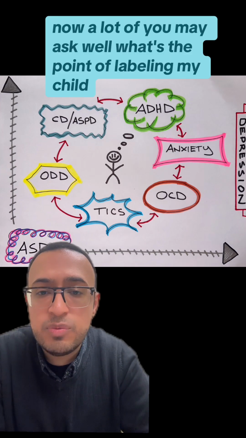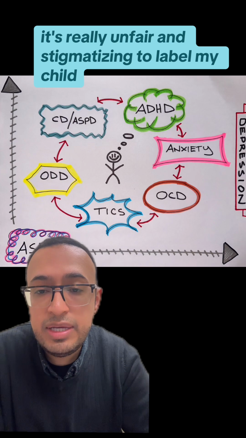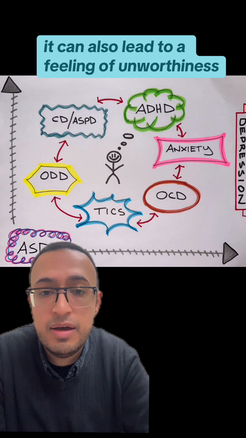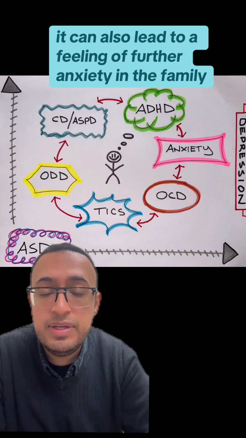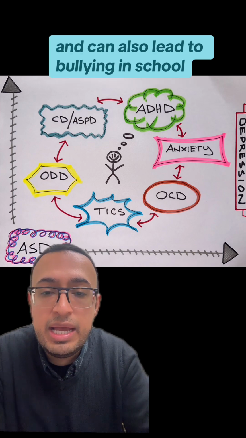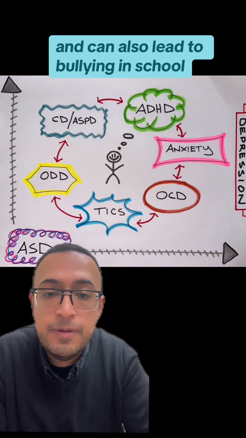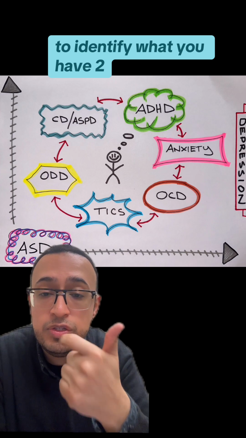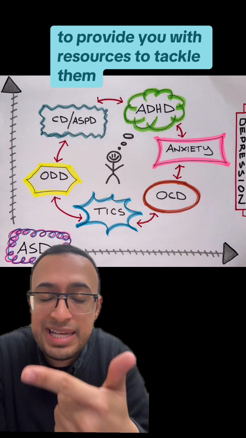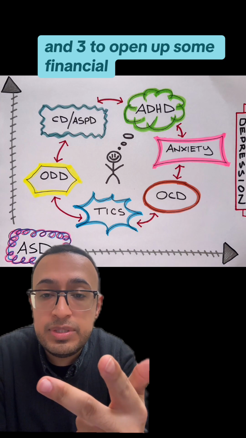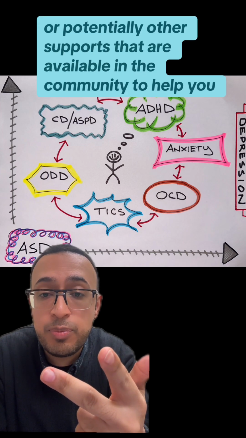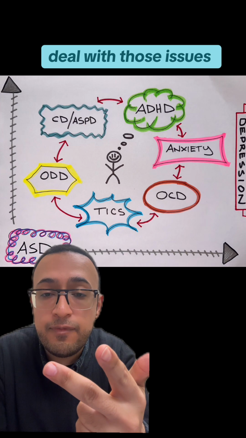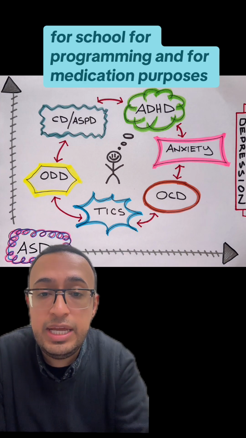Now, a lot of you may ask, well, what's the point of labeling my child? It's really unfair and stigmatizing to label my child. It can also lead to a feeling of unworthiness. It can also lead to a feeling of further anxiety in the family, and it can also lead to bullying in school. But really the point of the label is, one, to identify what you have, two, to provide you with resources to tackle them, and three, to open up some financial or potentially other supports that are available in the community to help you deal with those issues for school, for programming, and for medication purposes.